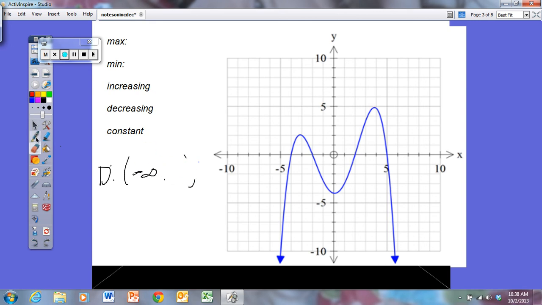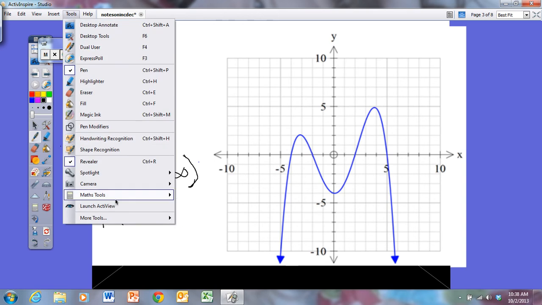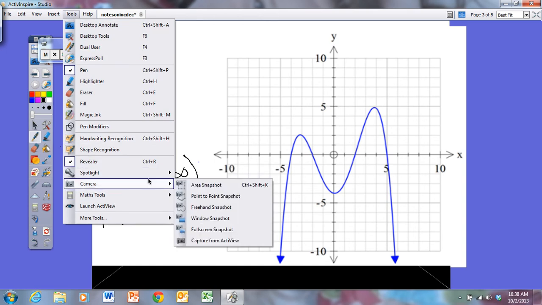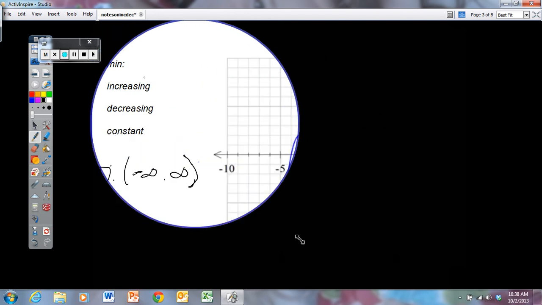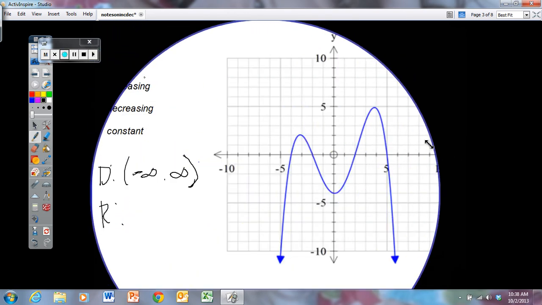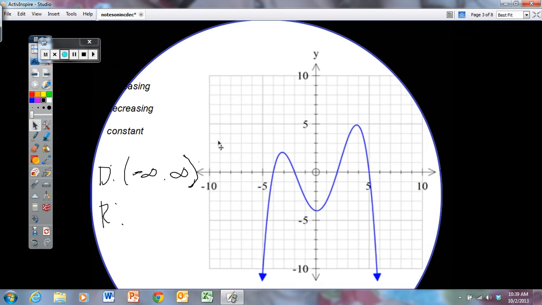The range, so the range is if you did the flashlight, for instance, I think there actually is a flashlight. Spotlight. Whoa, cool. Not really what I wanted, but it's still kind of cool. Alright, anyway, let's get rid of the spotlight.